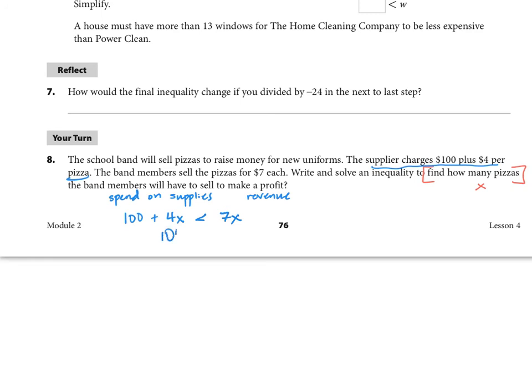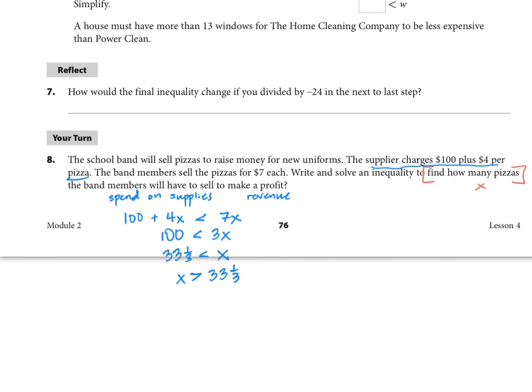So subtract 4x on both sides. And I get 100 less than 3x. And when I divide both sides by 3, I get 33 1/3 is less than x. So think about what that means. I could also write it as x is greater than 33 1/3.